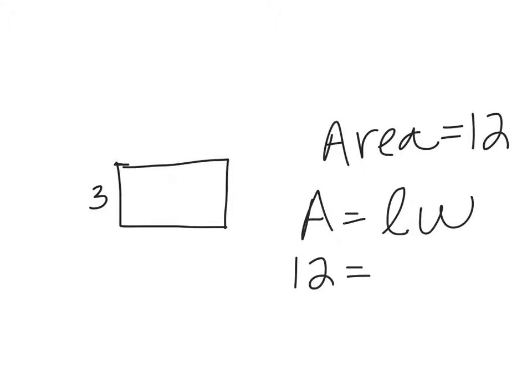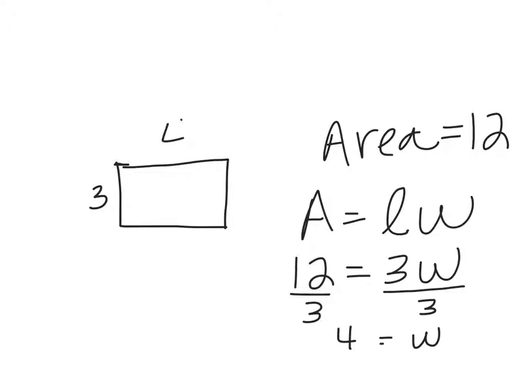I know the length is 3, and I don't know the width. So if I want to find the width, that means I need to get W by itself. So really I end up dividing both sides by 3, and I'll get the width of the rectangle is 4. We're going to do the same idea on the next slide, but it looks a little bit more complicated.